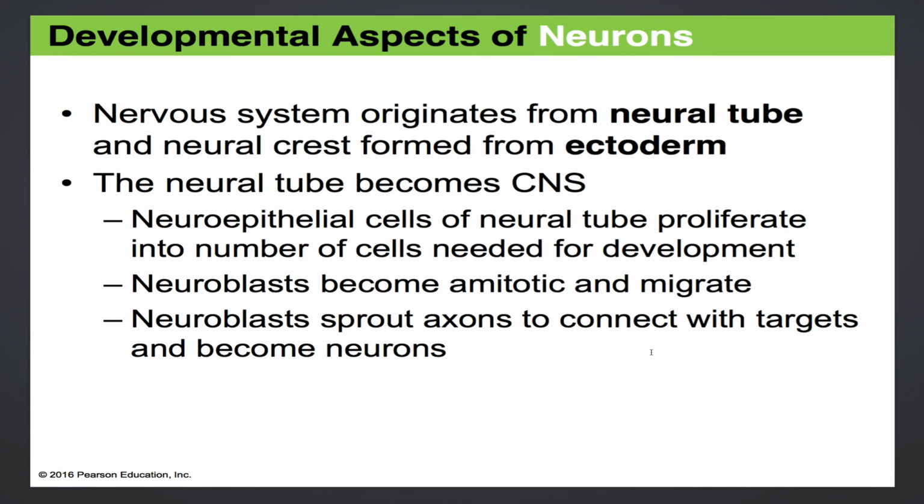The nervous system originates from a dorsal neural tube and the neural crest formed from surface ectoderm. The neural tube, whose walls begin as a layer of neuroepithelial cells, becomes the CNS. The neuroepithelial cells then begin a three-phase process of differentiation, which occurs largely in the second month of development. First, they proliferate to produce an appropriate number of cells needed for nervous system development. Second, the potential neurons, neuroblasts, become amitotic and migrate externally into their characteristic positions. And third, the neuroblasts sprout axons to connect with their functional targets, and in doing so become neurons.